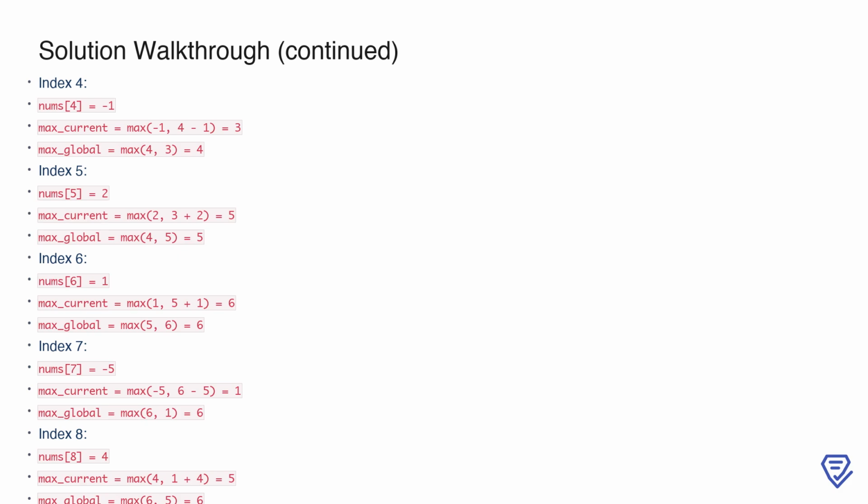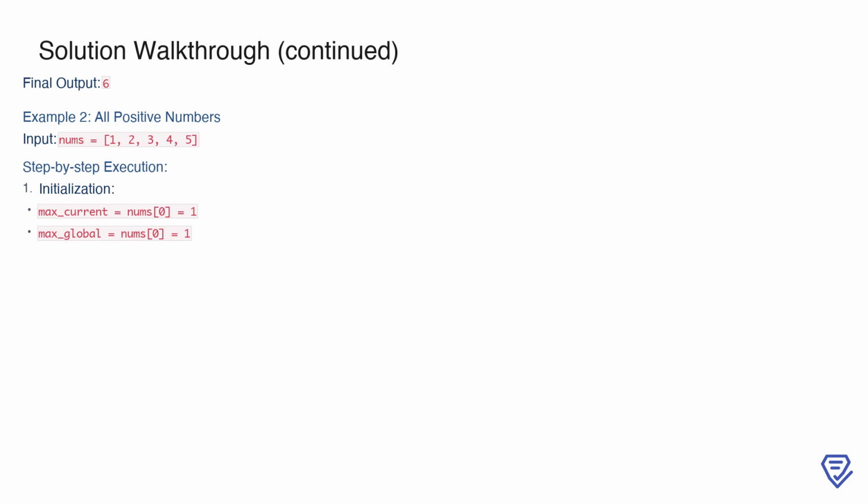Next, at index 6, the value 1 further increases the sum to 6, updating max_global to this new maximum value. However, at index 7, adding -5 results in a drop in max_current to 1, though max_global remains 6 since the overall maximum has not been surpassed. Finally, at index 8, adding 4 raises max_current to 5, but this still does not exceed the max_global of 6. By the end of the iteration, the maximum contiguous subarray sum for this example is confirmed to be 6. The final output for this example is 6, as the maximum sum of any contiguous subarray in the given array is achieved by the subarray 4, -1, 2, 1.